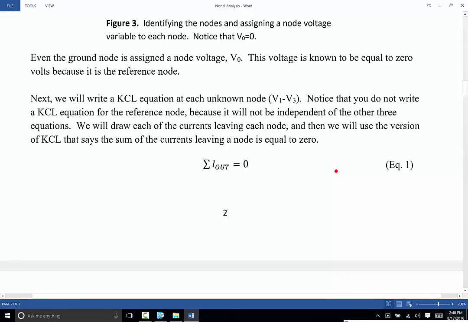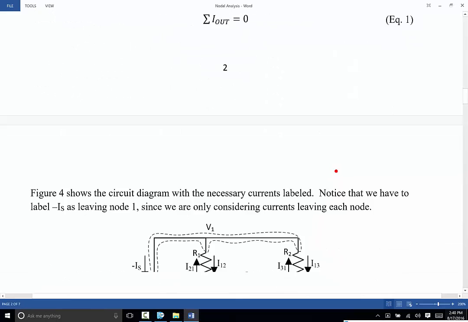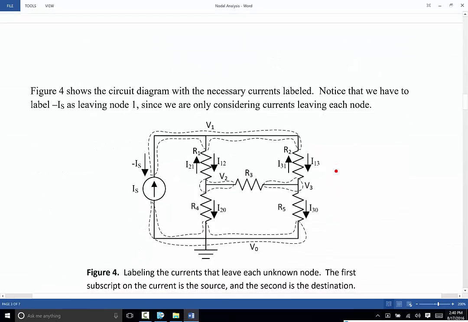Okay, so we're going to write an equation. The sum of the currents leaving is equal to 0 for each of the other nodes, for each of the unknown nodes. Now, I've redrawn figure 3, and I've identified some extra currents. Notice that I have I sub 2,1 and I sub 1,2. You might say, why do you need both of those? Each of them is going to be valuable in one equation and not in another equation. But the key to realize here is that of those two subscripts, the first subscript is the source of the current, and then the second subscript is the destination.